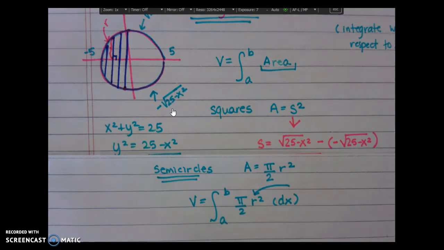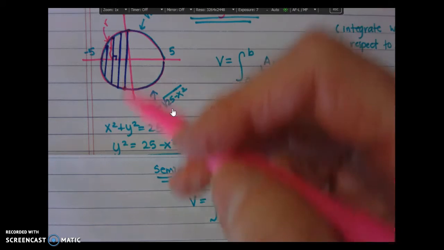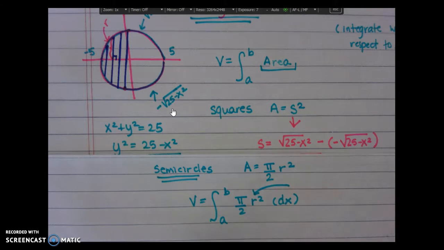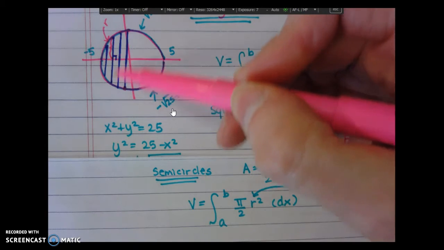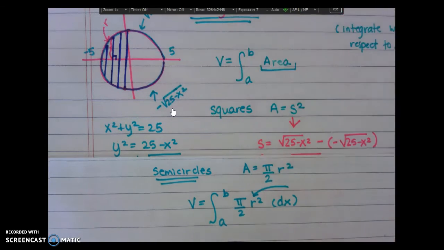So whereas this one is different, only part of the curve is what we need in order to be able to figure out what goes in for r squared. With the squares and the equilateral triangles, we knew that the side lengths were controlled by the top curve minus the bottom curve, but in a semicircle, we only need half of that length that you have. So be mindful of that.